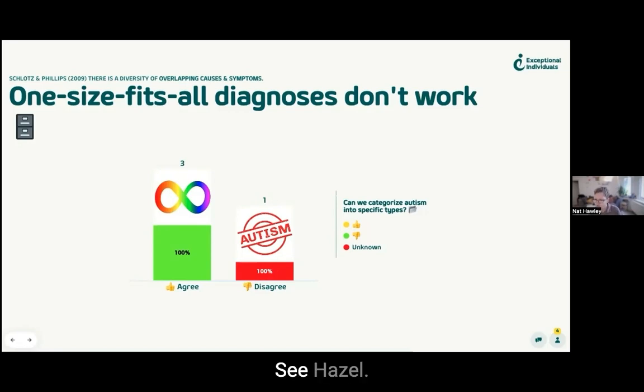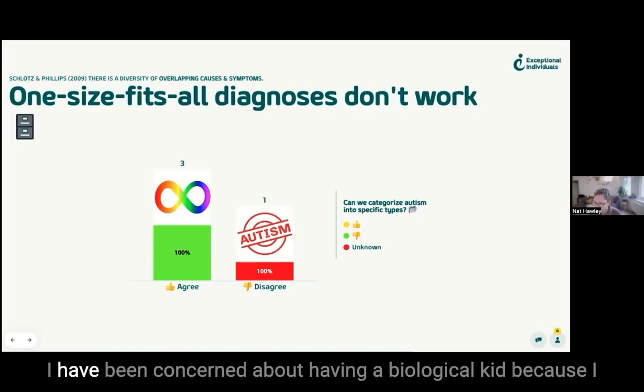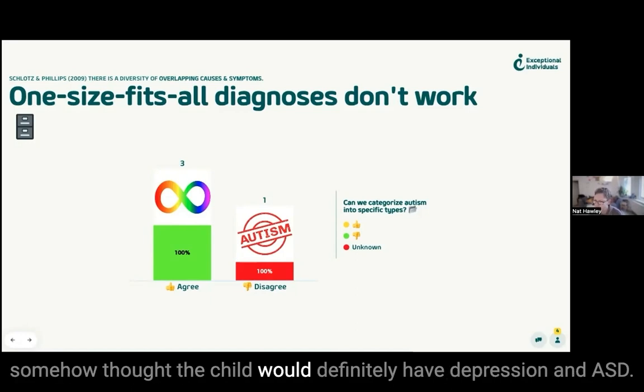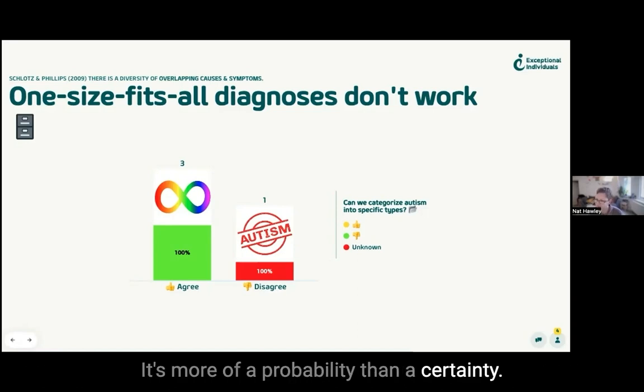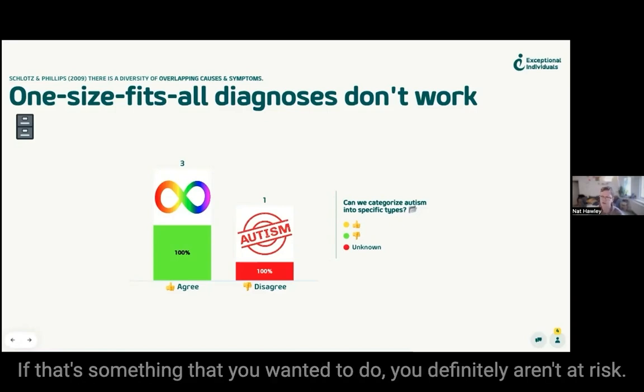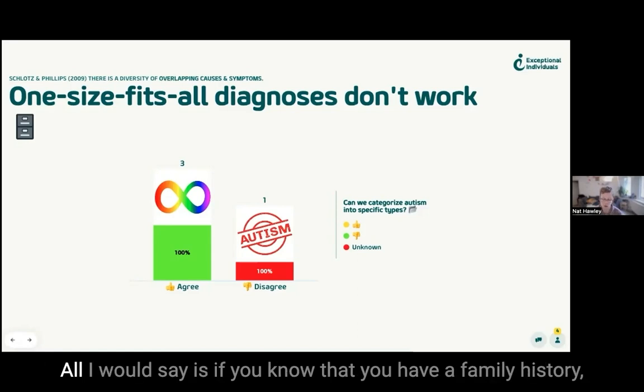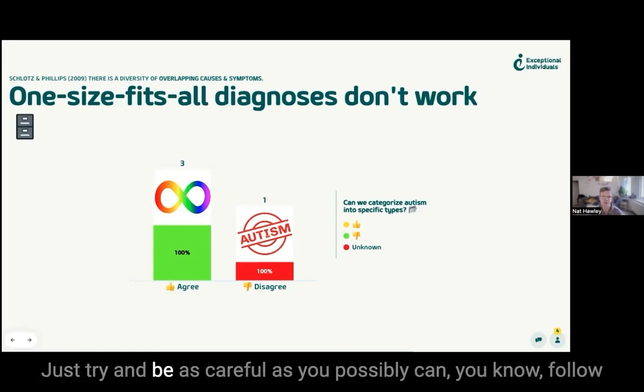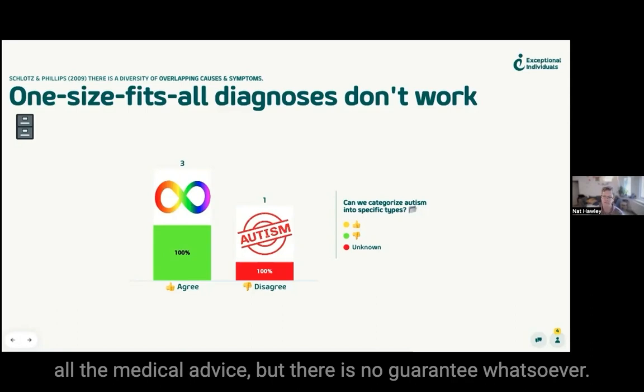Okay, what have we got? Hazel, thanks so much for the insight. I have been concerned about having a biological kid because I somehow thought the child would definitely have depression and ASD. Good to know it's more of a probability than a certainty. Well, absolutely. And do not ever let that stop you from having kids if that's something you wanted to do. You definitely aren't at risk. All I would say is, if you know that you have a family history, just try and be as careful as you possibly can. Follow all the medical advice, but there is no guarantee whatsoever.